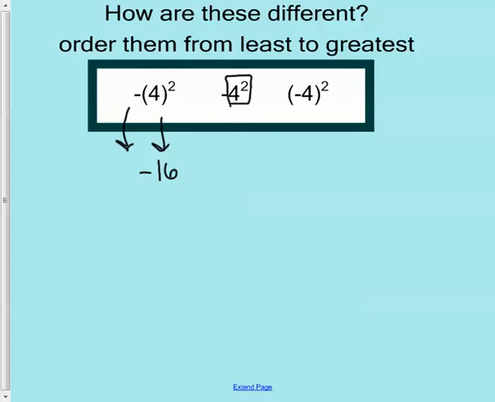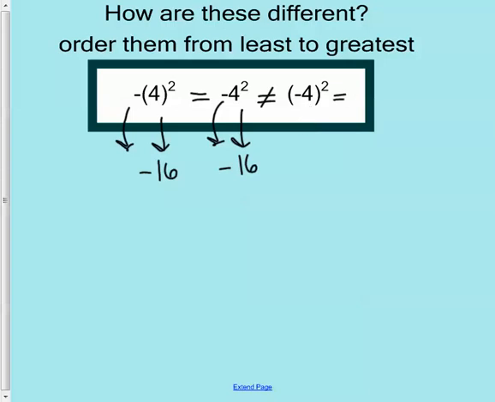This is the exact same thing. The parentheses are just there, and it means the same thing as this one. So we square the 4, we get 16, and we bring out the negative. So these two are actually equivalent. This one is not equivalent though.